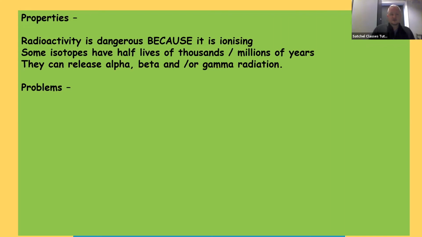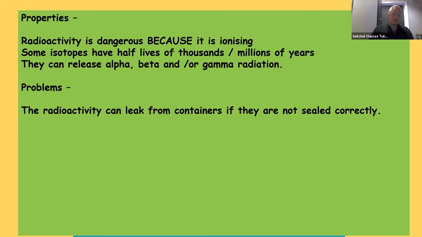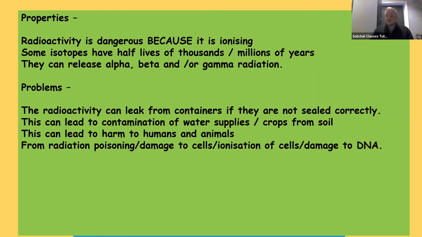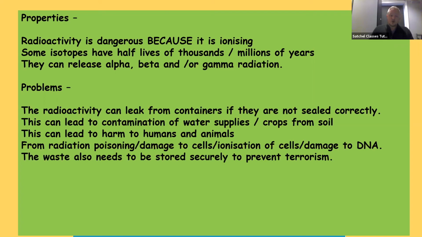This leads to problems. The radioactive waste or material can leak from containers if they're not sealed correctly. This can lead to contamination of water supplies, which can lead to crops absorbing that water from the soil and becoming contaminated themselves, which then leads into the food chain. This can lead to harm to humans and animals alike. That comes from radiation poisoning, damage to the cells through ionization, and damage to DNA. The waste also needs to be stored securely to prevent terrorism.